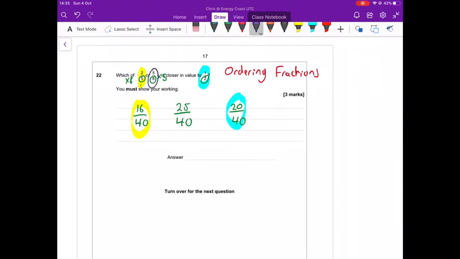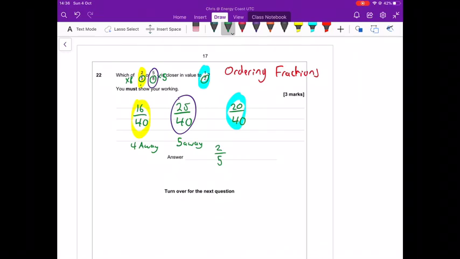Right, let's have a look. So these two things are what you call equivalent as well. This is 20 over 40, okay? 16 over 40 is 4 away, because if you add 16 add 4 gives you 20. And 25 from 20 is 5 away. So which one is closer? It's the yellow one, okay? So my answer is 2/5.